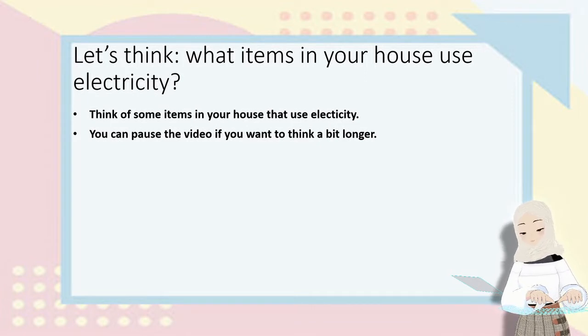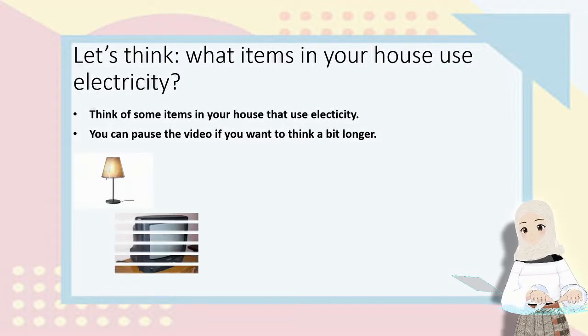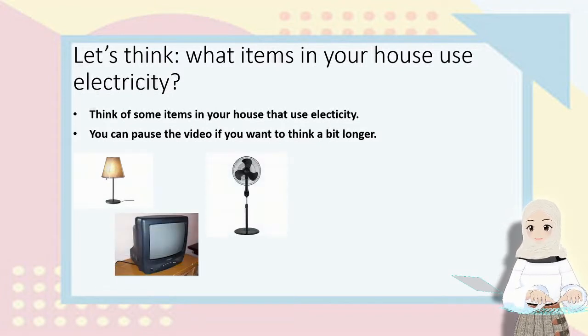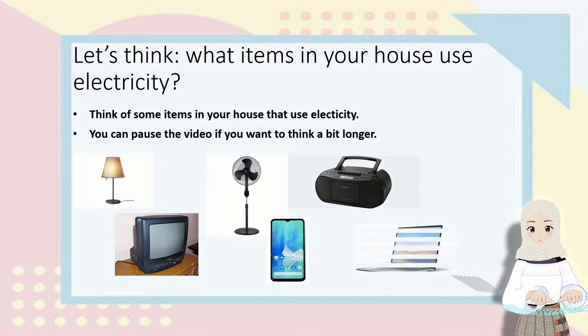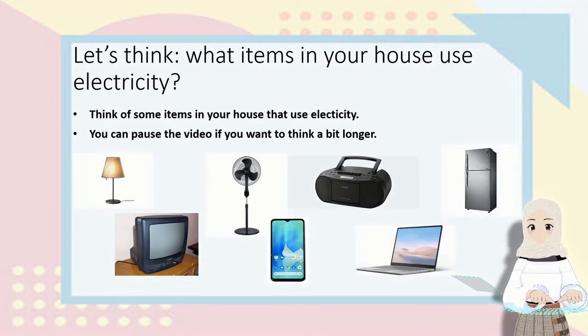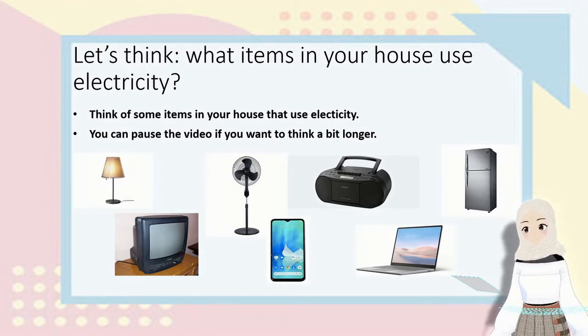Okay, if you're done, let's see some examples. In teacher's house, there is a lamp, a television, a fan, a mobile phone, a radio, a laptop, and a refrigerator. Maybe your list has more items than teacher's. That's fine because different homes have different items that use electrical energy. You can have some toys, like a remote control car or a toy that uses a battery, that also use electricity. Okay, so next one.